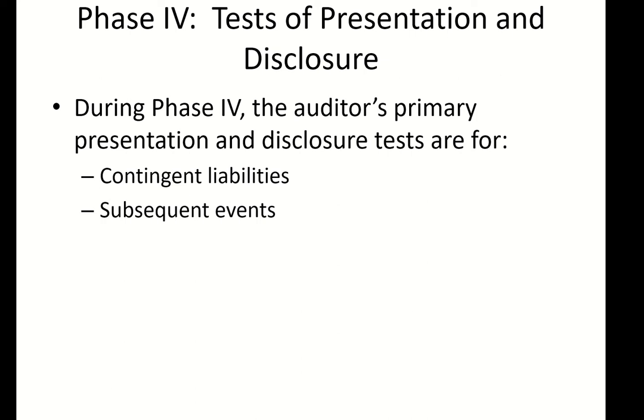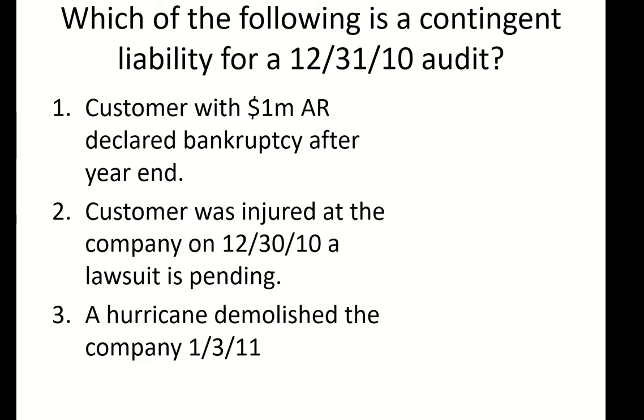So an auditor needs to be aware of contingent liabilities and subsequent events. We'll go into each of these with more definition. Which of the following is a contingent liability for a 12/31 audit? A customer with a 1 million AR declared bankruptcy after year end. A customer was injured at the company on 12/30/10 and a lawsuit is pending. A hurricane demolished the company 1/3/11. So which one do you think is a contingent liability?